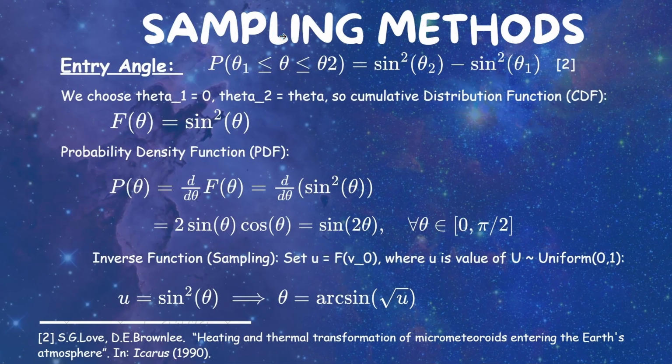For entry angles, we also reference the formula, which is the difference of sine squared of two bounds. By choosing theta 2 equal to theta and theta 1 equal to 0, we get the cosine-like shape. Then, using a random number u, our final formula is theta equals arcsine of the square root of u.